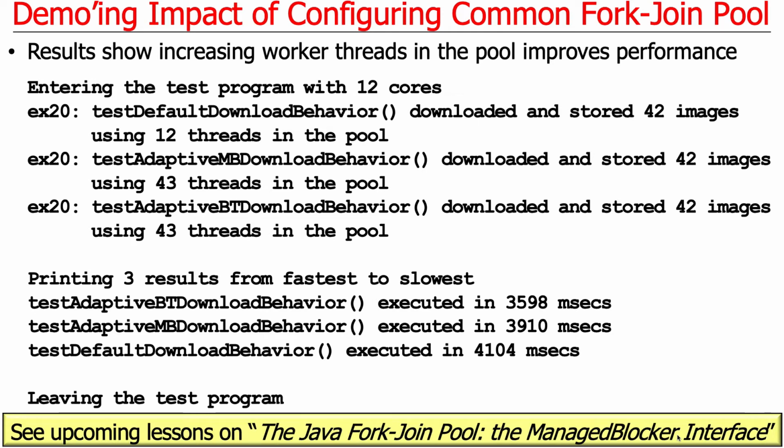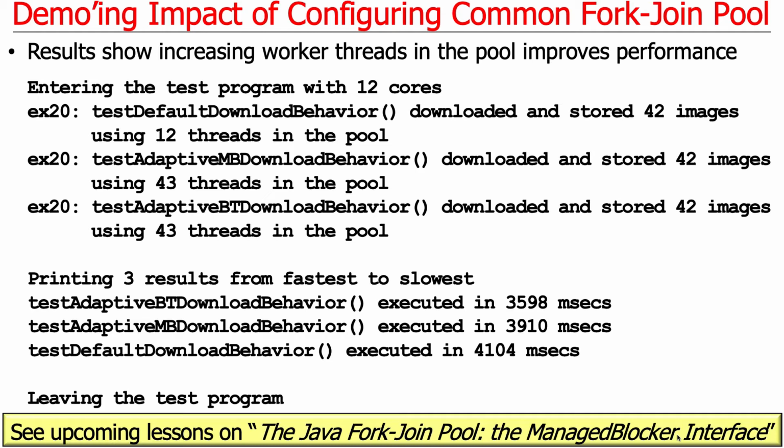When the program starts to run, it tells you how many cores the computing system has. I have run this on my 6-core laptop, which has hyperthreading, so the virtual machine thinks it's 12 cores. We first run this downloading 42 images using the default number of threads in the pool, which is 12. Then we do 2 different variants that use the ManagedBlocker to add new threads to the pool as threads block.